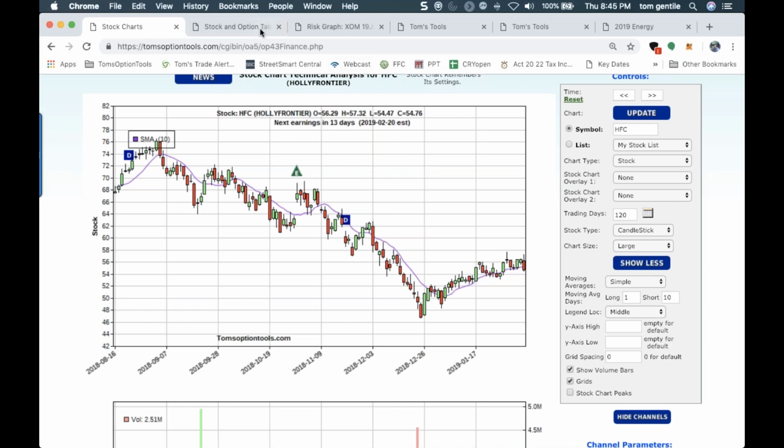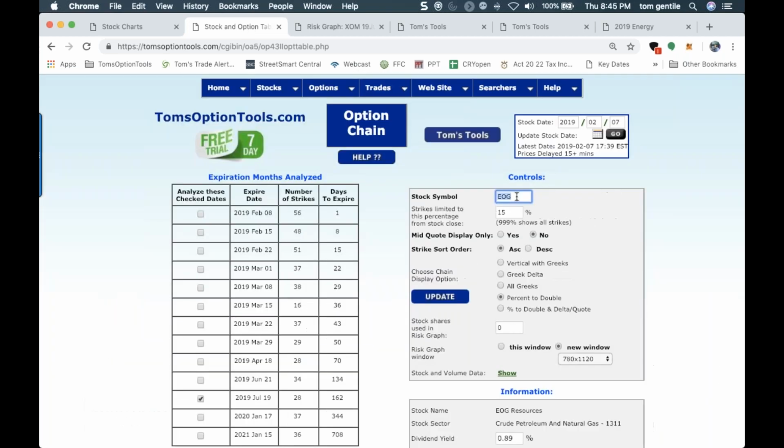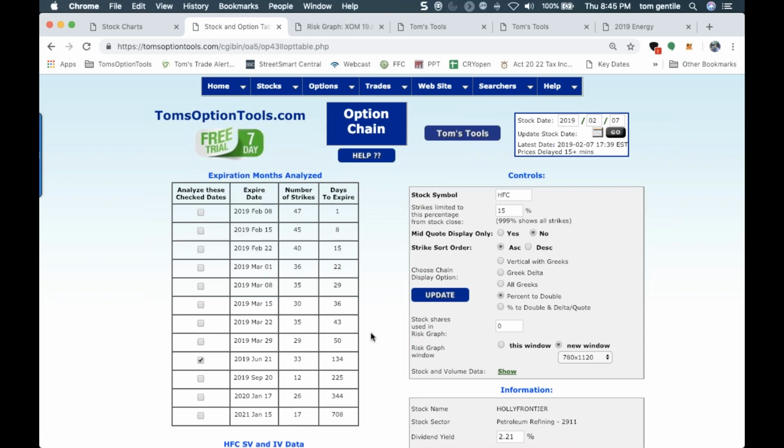So let's go to the option chains. Let's type in HFC, and it says 15%. And we have to update it first. All right, now that we've updated it, let's look for, okay, June or September. Let's use the June. It's closest to July. Going to be a little bit quicker.